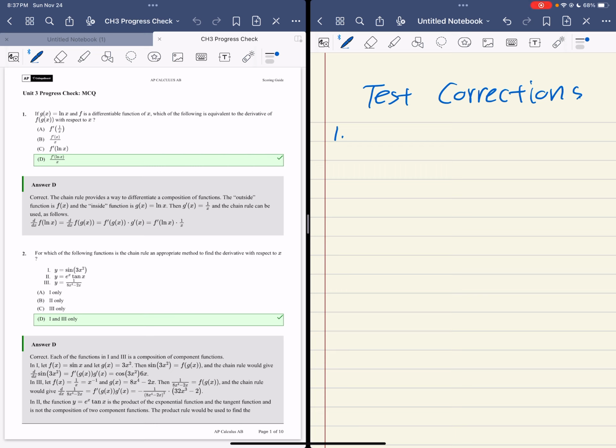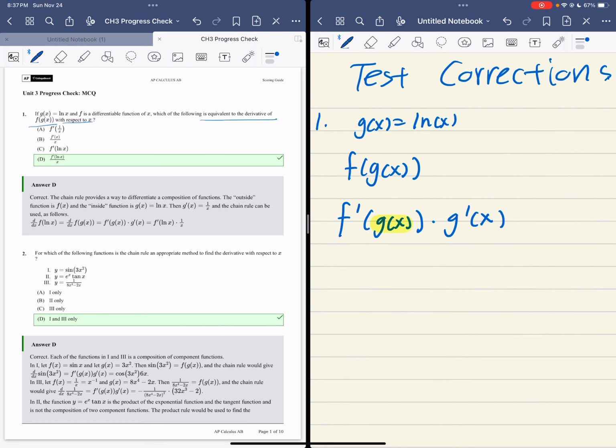So let's do this one. g of x is natural log of x, and f is a differentiable function of x. Which one of the following is equivalent to the derivative of this one with respect to x? It's very simple. It's going to be f of g of x, and when you derive it, it's going to be f prime of g of x times the derivative of inside by the chain rule, which is g prime of x.